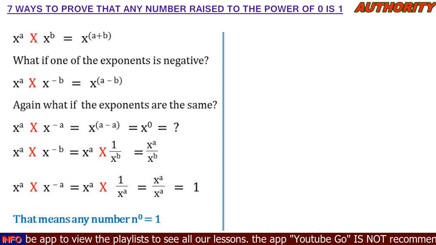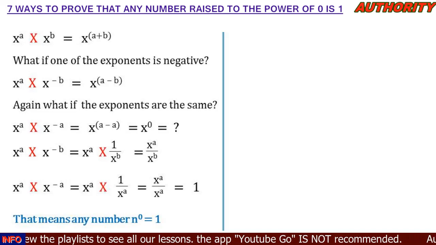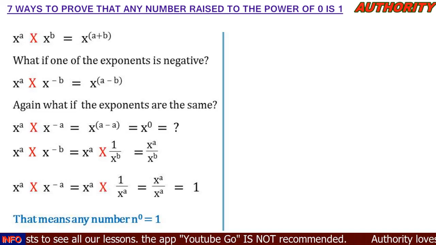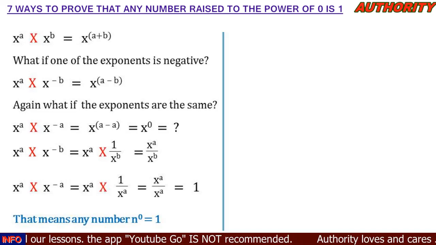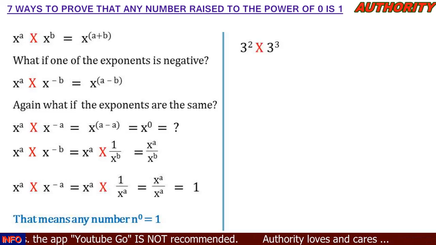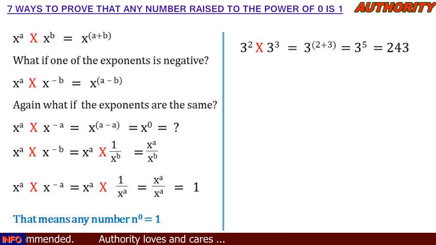Let's go further to use numbers, okay? Maybe from there you understand better. Let's use a number. We have something like 3 raised to power 2 times 3 raised to power 3. What is it going to give us? It's going to give us 3 raised to power 2 plus 3. So when you add this together, it's going to give us 3 raised to power 5. And then 3 raised to power 5 is equal to 243. Okay? Yes.